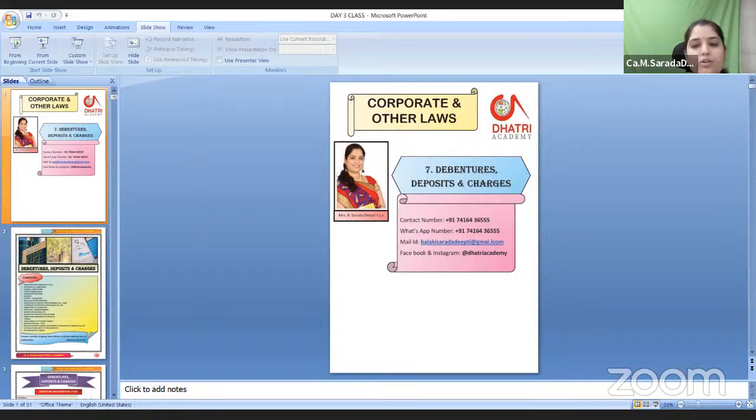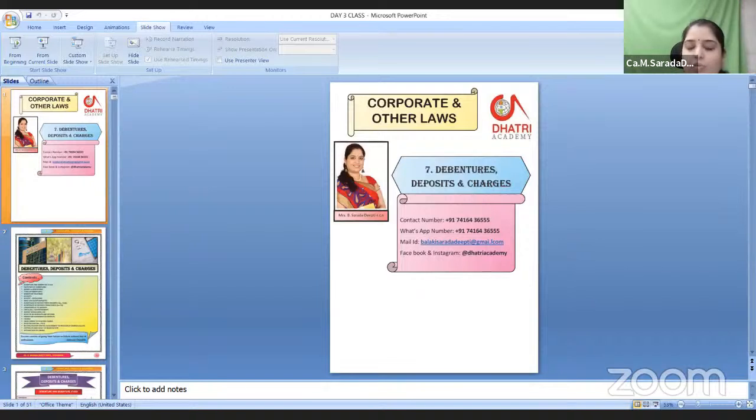Okay, so they do not have the voting right. As I have already told you, debenture is a kind of a loan and a burden to the company. After a certain specific period of time, these debentures have to be redeemed by the company. We will see what is that particular specific period of time.